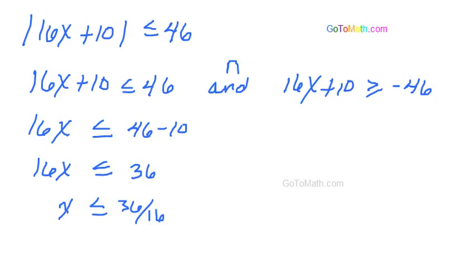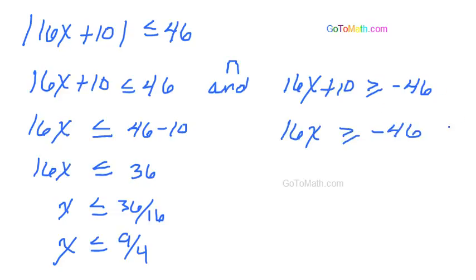We got 36 over 16, which is 9/4. So x is less than or equal to 9/4 after we reduce that down. Now let's work on this side over here. So we have 16x is greater than or equal to negative 46, and of course we are subtracting 10 from both sides. Making sure. Okay, and so we end up with 16x is greater than or equal to negative 56.